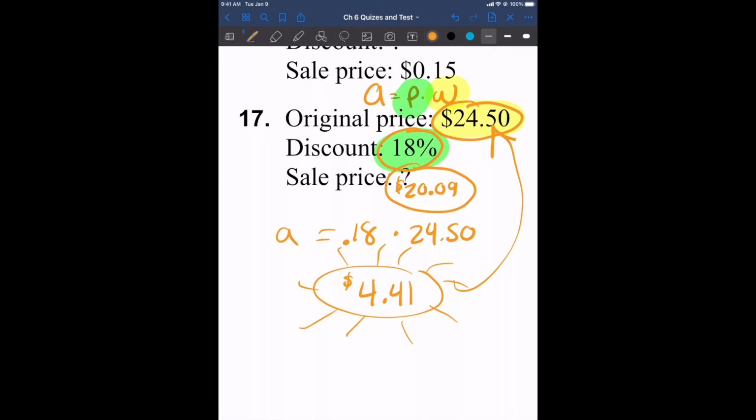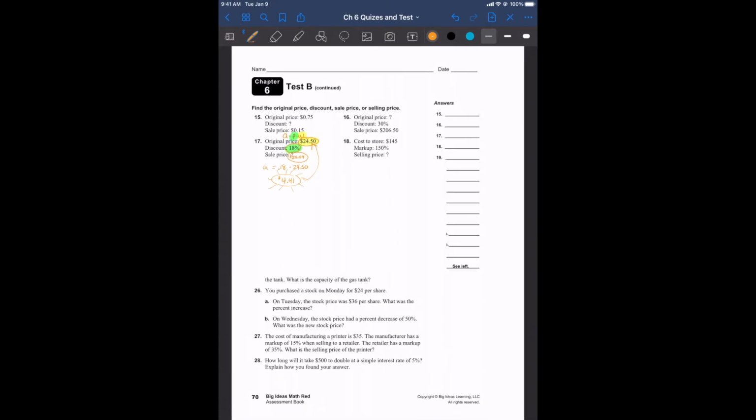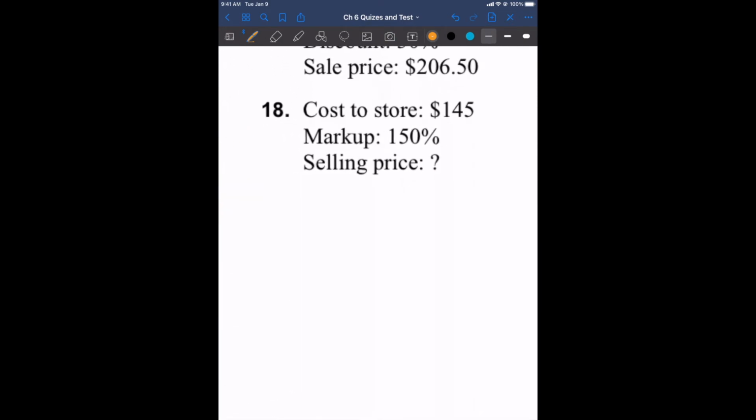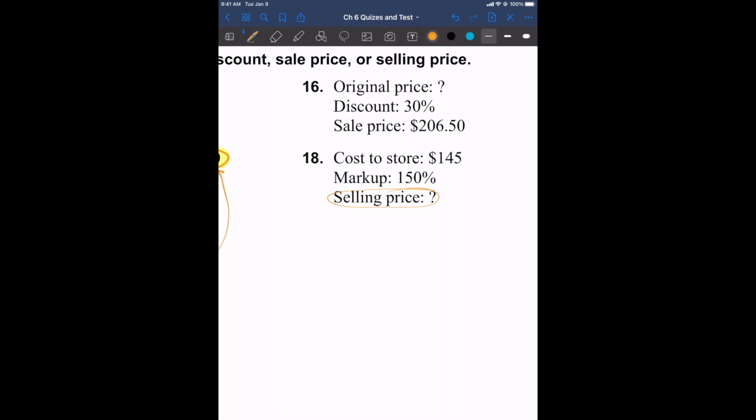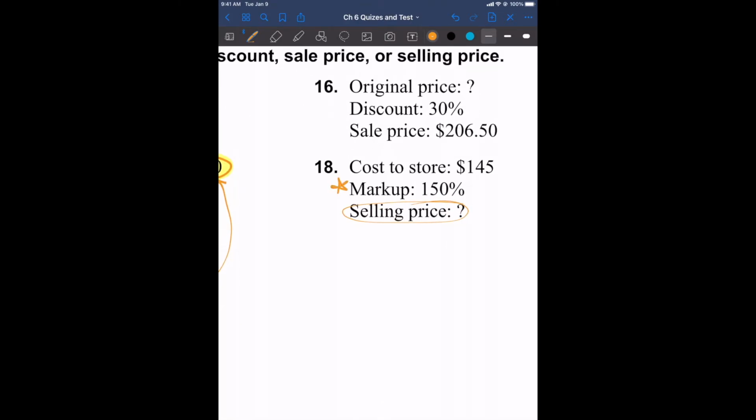$20.09. Okay? Special little rules to remember. If you're finding the sale price, don't forget to subtract it from the original before you put it in there, okay? All right, 18. Looks like I'm finding the selling price again. So, this is a little different. This is a markup. Gotta remember, a markup means that the price is gonna go up, okay?